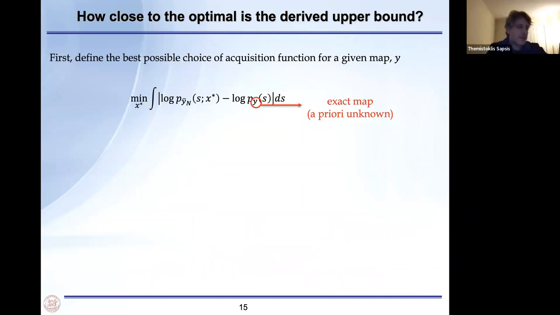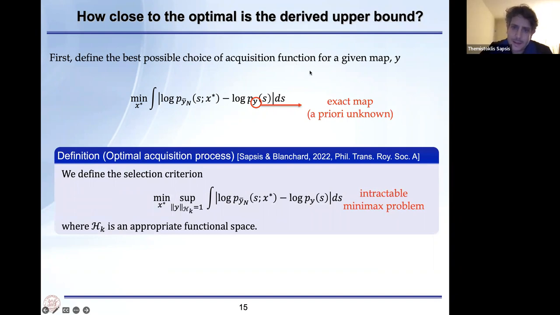Now, another question we asked ourselves was how close we are. Okay, we derived this asymptotic upper bound. How close are we to the optimal? In order to answer that, we first need to define what optimality is in this context, right? So let's think of the following. We define the best possible choice of acquisition function for a given map. Suppose we have the map, Y. Of course, this is a priori unknown, but let's for a second assume that we have it. Then we have our mean model here. Our goal would be to find the next point, x star, so that these two come as close as possible. Okay, that would be great if we had this. But the problem is that we don't really know what Y is a priori.